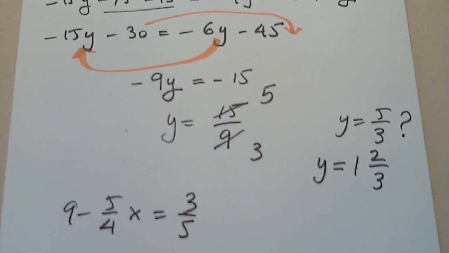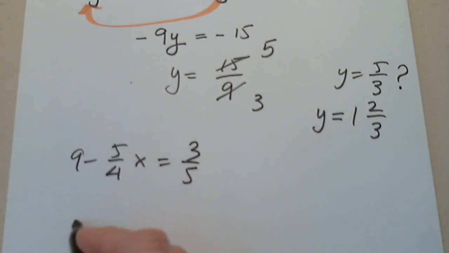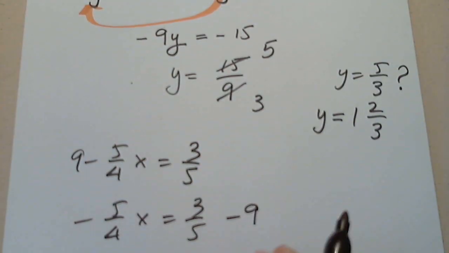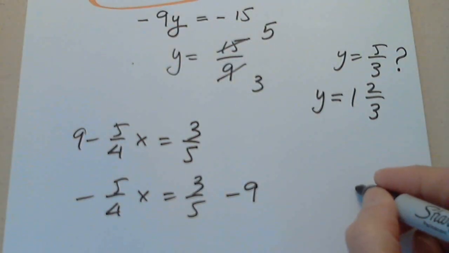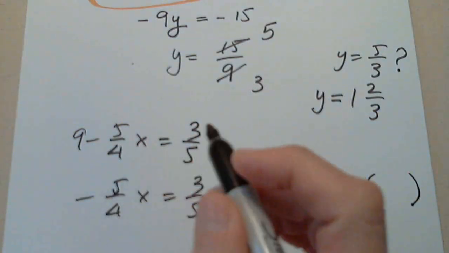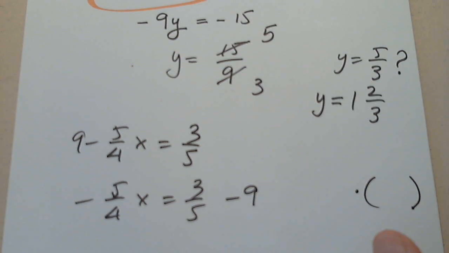Here's what I would do on this problem. Yes, you can move 9 to the other side first if you want. Negative 5/4 x equals 3/5 minus 9. I will not perform any operations. I will multiply everything by the least common denominator. Don't touch anything. You separated x from the rest. Don't multiply, don't add, don't subtract, don't do anything.